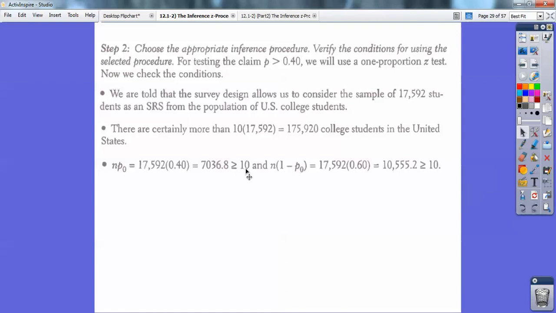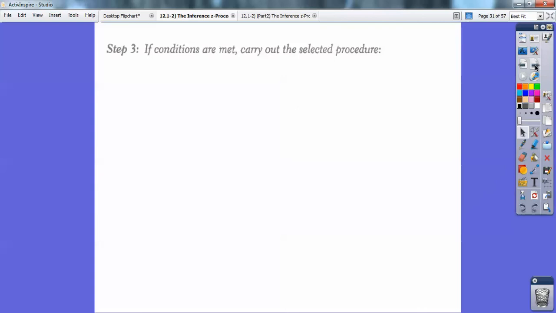And so n times p sub 0 equals 7,036.8, and that's definitely greater than 10. And n times the complement, which is 60%, that's definitely greater than or equal to 10. So it looks like everything checks off and it's normal. So step 3, the conditions are met. We're going to do the z-test procedure. Okay, so there's our formula for that. Okay, remember, it's in your calculator.